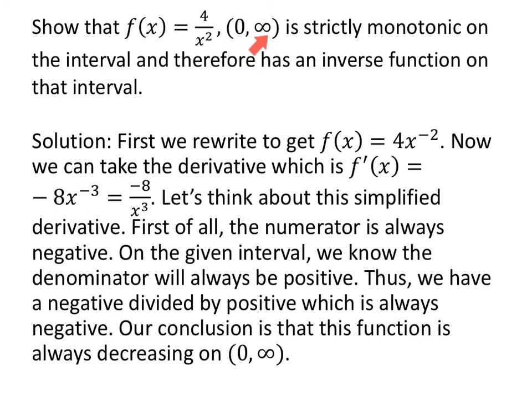And remember, this is only for positive values of x on the domain of 0 to infinity. The numerator, negative 8, is always going to be negative. On the given interval, we know the denominator will always be positive. Therefore, an always negative number divided by an always positive number is negative. Our conclusion is that this function is always decreasing on the interval, therefore it is strictly monotonic. All right, get the idea?